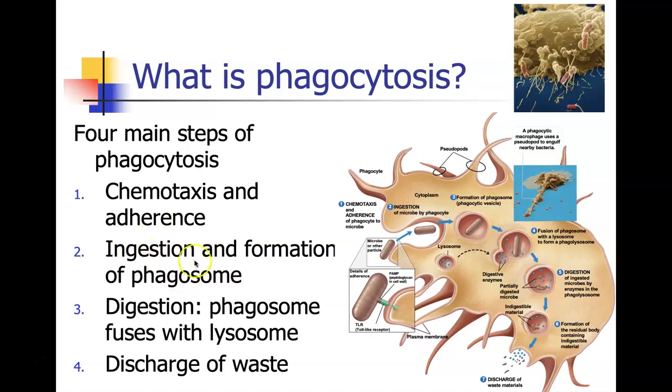Then they're going to ingest and form something called a phagosome. When you finally get digestion, the phagosome fuses with the lysosome inside the cell, and eventually the waste products are discarded. So these phagocytes are literally eating foreign particles.